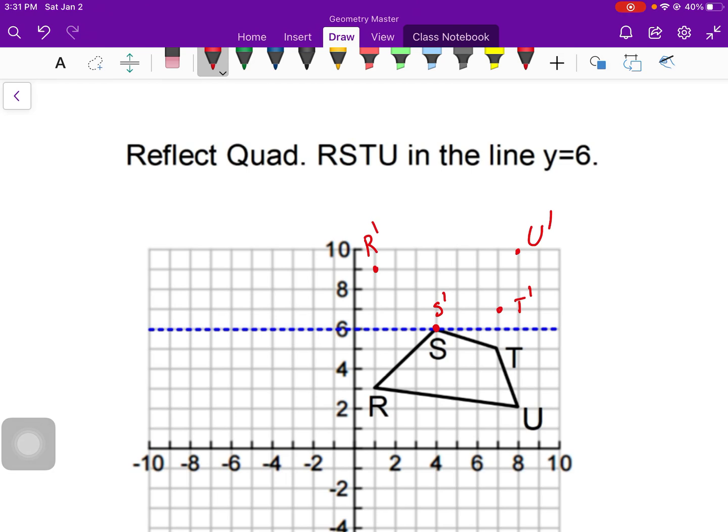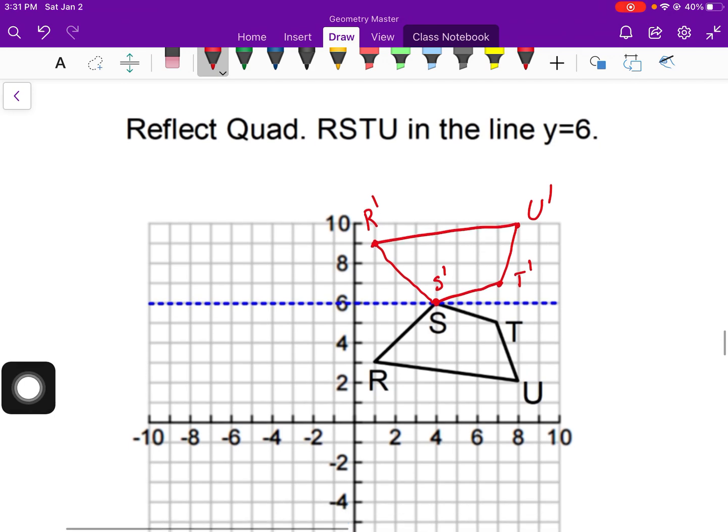Again, make sure we're connecting S to T, S prime to T prime, T to U, T prime to U prime, and so on. Make sure you get the things connected in the correct directions. I don't want to see anything like R and T being connected because they were not connected to begin with.